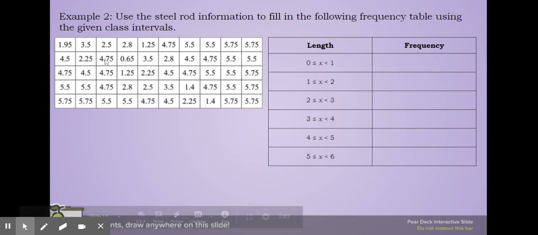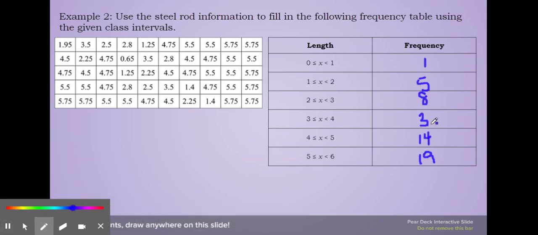Then I'm going to go through all 50 pieces of my data and count how many I have between 0 and 1, how many I have between 1 and 2, et cetera. All right, so I went through all my data. I wrote in all my frequencies.